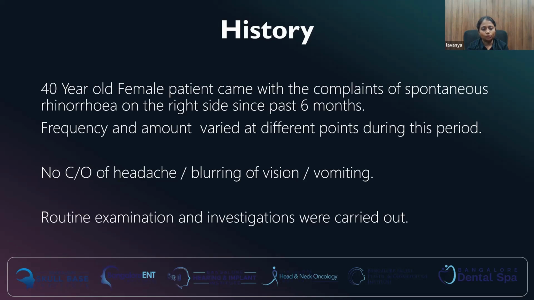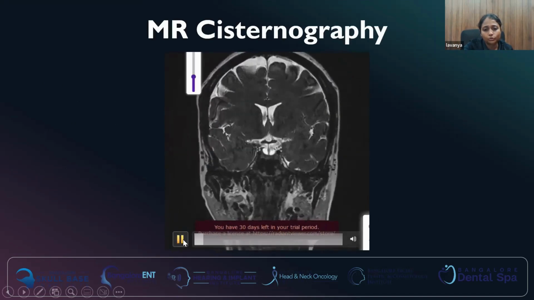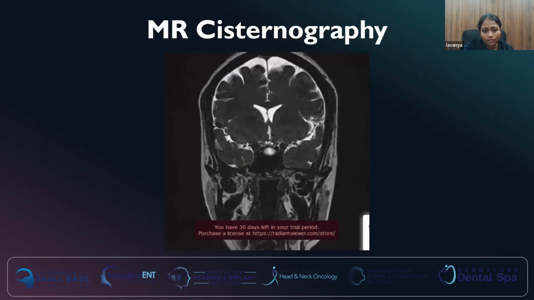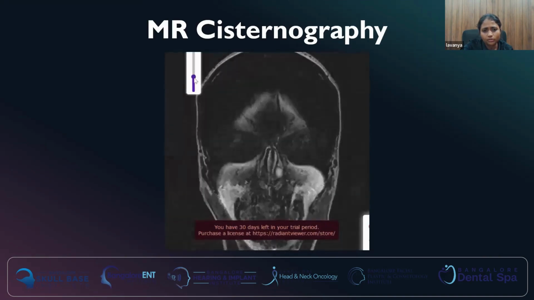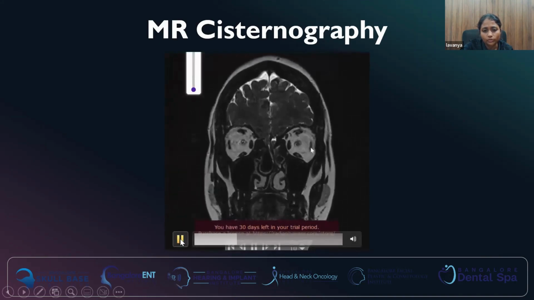So we did a beta-2 transferrin and a glucose oxidase test to confirm the presence of CSF. And then we did an MR cisternography because the patient did not want to go in for any invasive procedure for diagnosis. Okay. Then following routine investigation, the patient was taken up for surgery. So here is the MR cisternography of the patient. As you can see at this point, I'll just pause it.